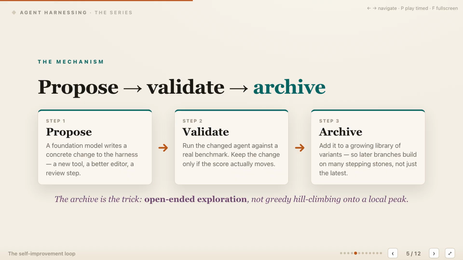The mechanism has 3 stages, and each one must remain observable. First, propose. A foundation model writes a specific harness change, such as a better editor, reviewer, or context strategy. Second, validate. The modified agent runs against a real benchmark, and the change survives only when the measured result improves. Third, archive. The system stores the variant beside earlier successes and failures, preserving multiple directions for later exploration. The archive prevents greedy hill climbing around only the latest version. Future branches can restart from different stepping stones, which supports open-ended exploration instead of polishing one local peak.